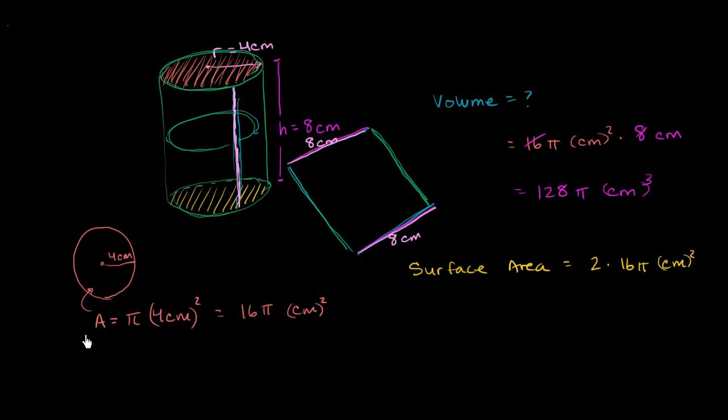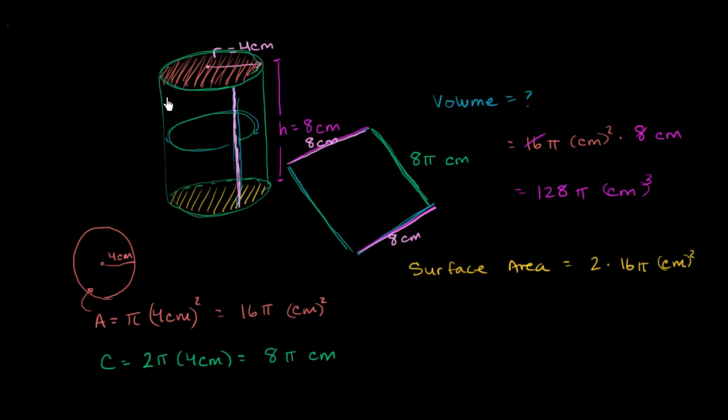So what is the circumference? The circumference of this circle right over here, which is the same thing as the circumference of that circle over there, is 2 times the radius times pi, or 2 pi times the radius, 2 pi times 4 centimeters, which is equal to 8 pi centimeters. So this distance right over here, the circumference of either the top or the bottom of the cylinder, is going to be 8 pi centimeters.